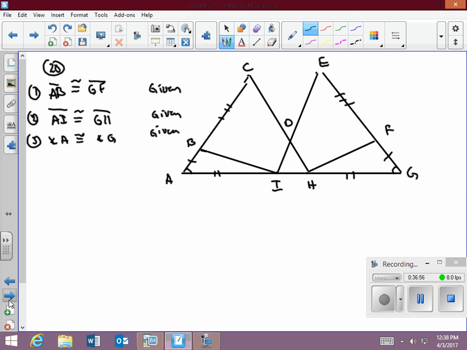Now, Professor, on the next step, is it okay to specify the triangles in a different manner as long as they match each other? As long as the points match each other around.